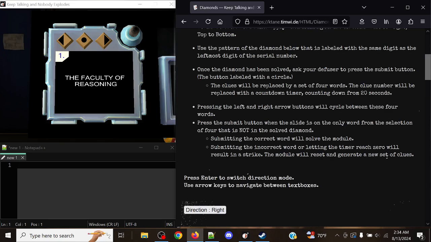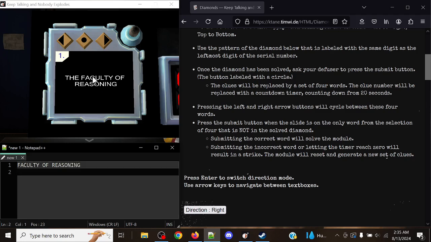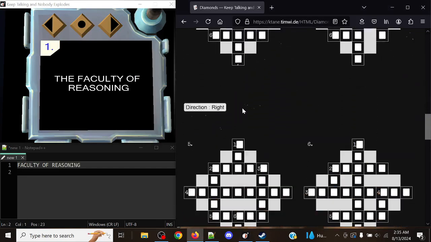The idea is that you can deduce the words that would make sense with some of the clues, because you're only given 4 words. And you're just trying to find the odd one out that isn't associated with any clue, effectively. So let's write down our clues. Facility of reasoning. I don't know what this could even be, but let's take a look at our grid.